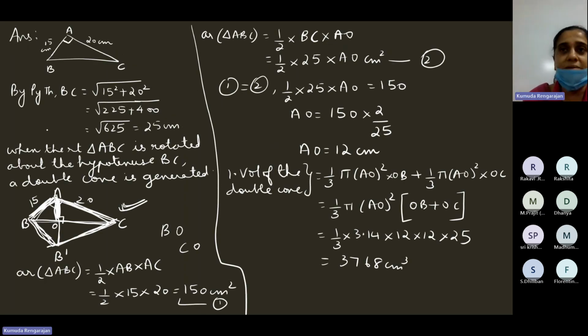So first step is to find the hypotenuse. Step 1 is to find the hypotenuse using Pythagoras theorem, 25 centimeters. Then show the double cone, represent the double cone formed. See, this is step 1, finding BC using Pythagoras theorem. First, draw the right triangle. You have a right triangle and that is turned about its hypotenuse.